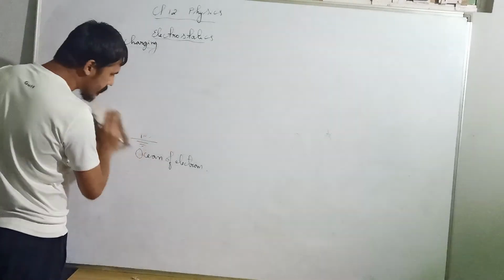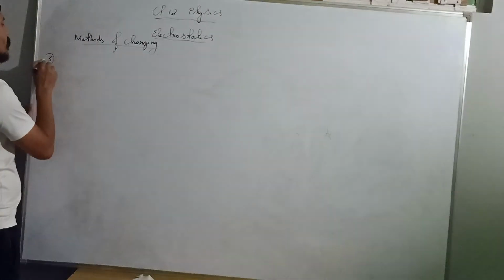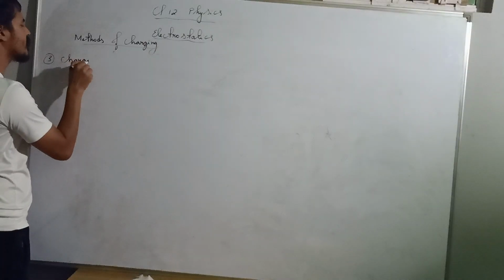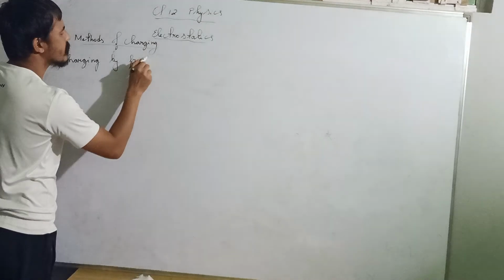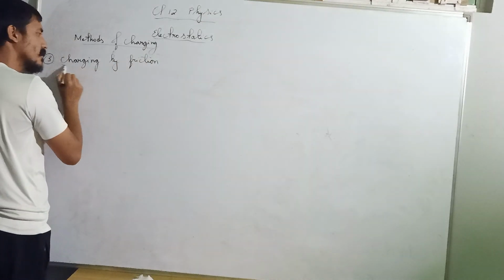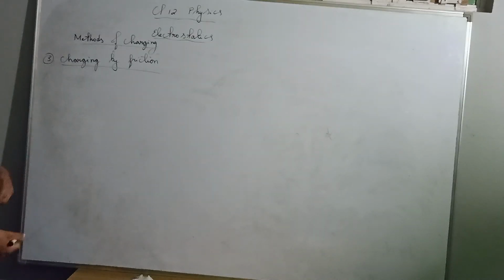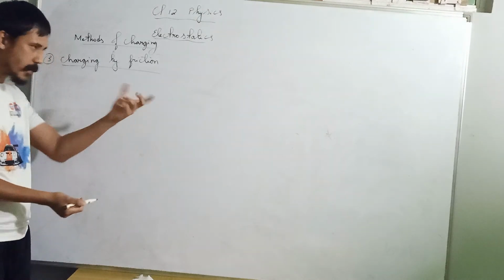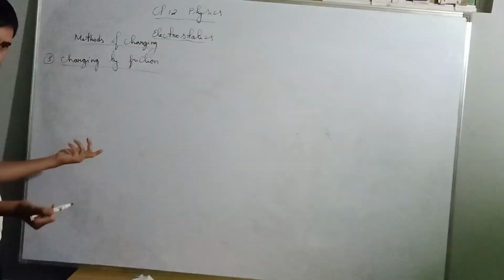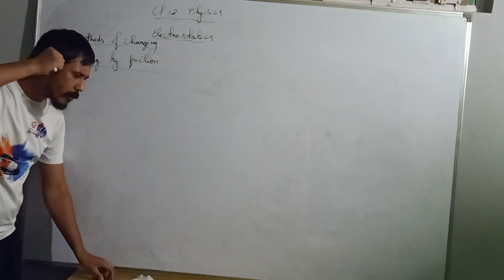The third one is very simple. That is how the Greeks discovered charging by friction. You have done this yourself when you were kids. Rubbing a scale with your hair, the scale will start to attract pieces of paper, right? Because it has become a charged body. The scale and your hair are neutral, but as you rub the scale on your hair, what happens?